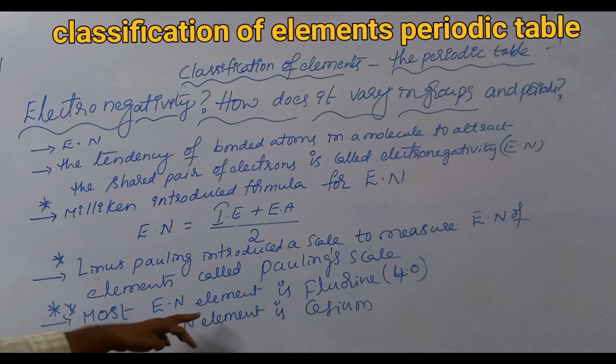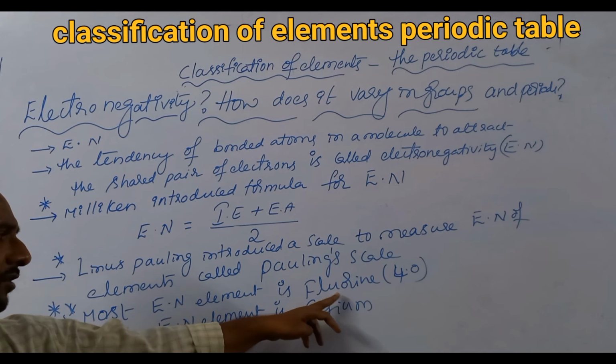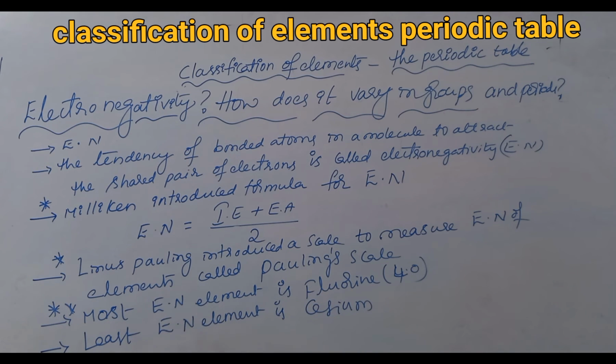Most electronegative means the highest electronegative element, and the highest electronegative element is fluorine. The lowest electronegative element is cesium. Highest electronegative means lowest electropositive, so indirectly we can understand that fluorine is the lowest electropositive element. The lowest electronegative element is cesium, which means it is the highest electropositive element.